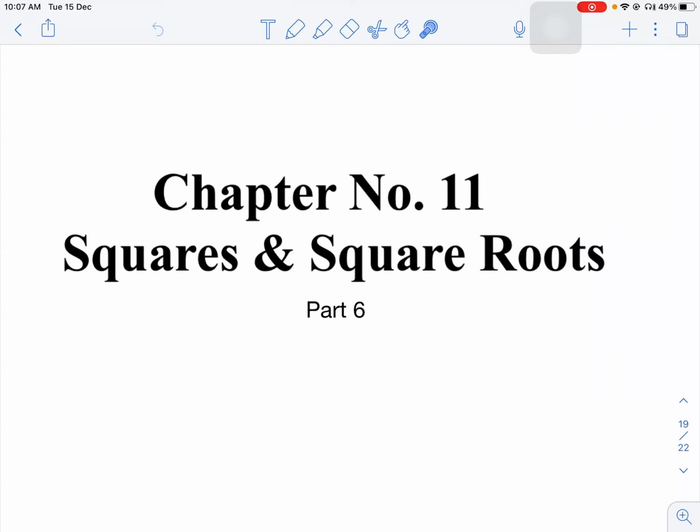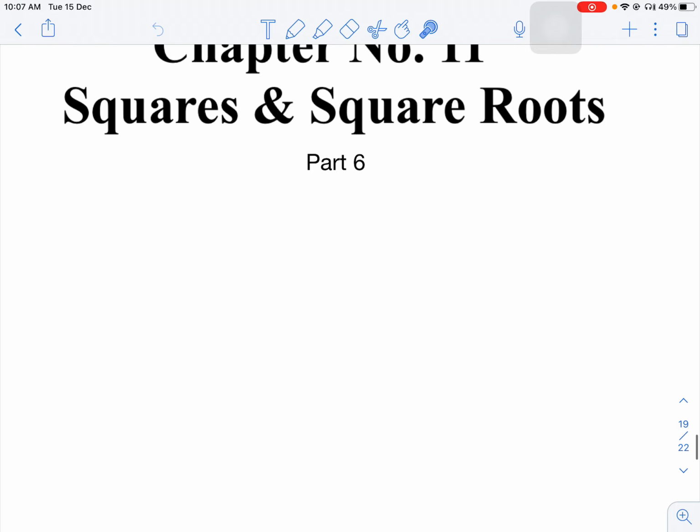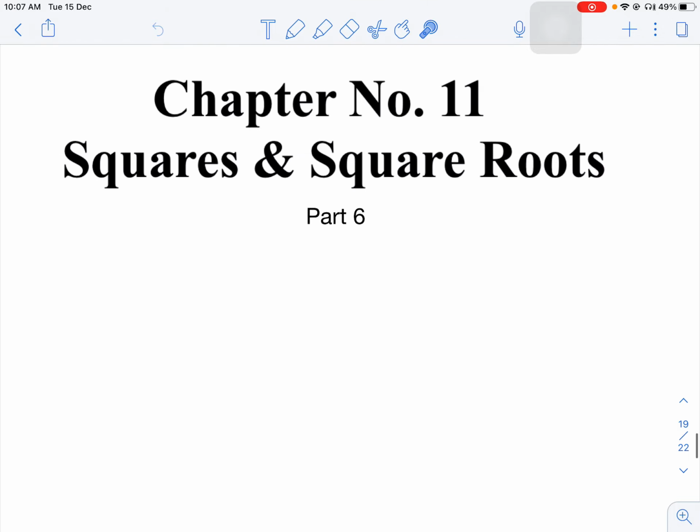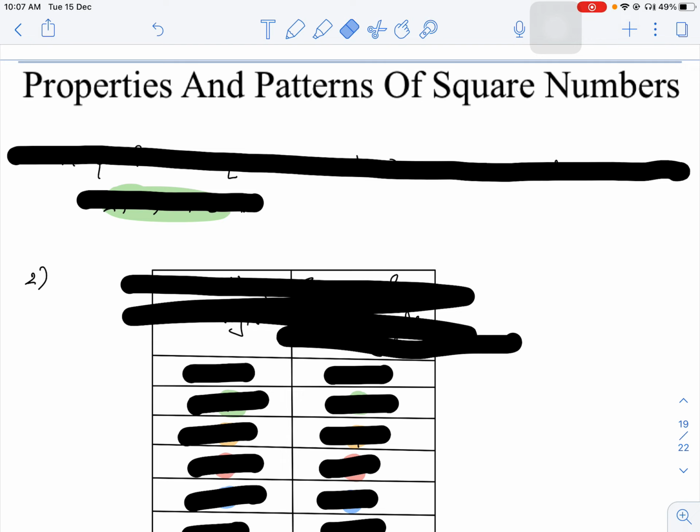So hello students, today we are going to learn part 6 of chapter number 11, that is squares and square roots. In the previous part we have learned how to find the square root by prime factorization method and by repeated subtraction method. Now today we are going to learn some properties and patterns of squares and square roots. So let us start.